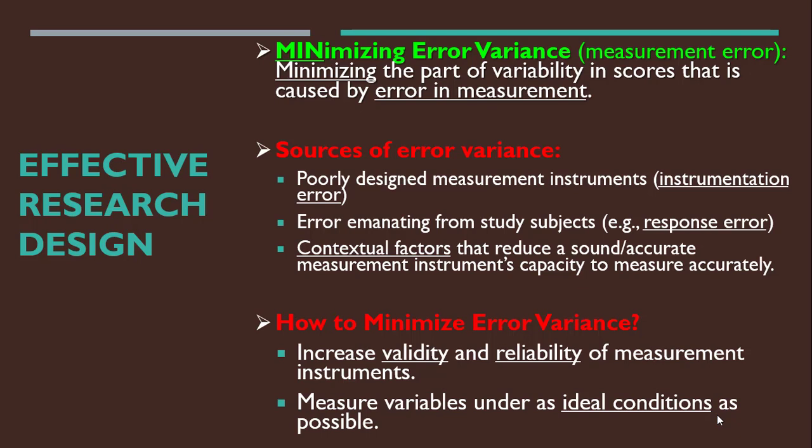So what are the sources of error? When you design your instrument poorly, a poorly designed measurement instrument can bring about instrumentation error. If your study subject provided erroneous answers, that is response error. And there are also some contextual factors that may reduce sound or accurate measurement based on the capacity of the instrument to measure accurately.